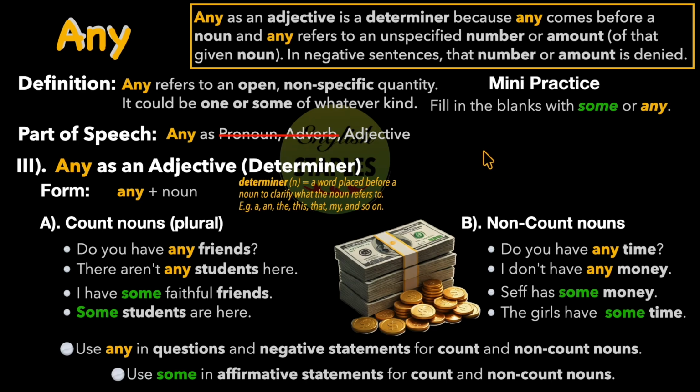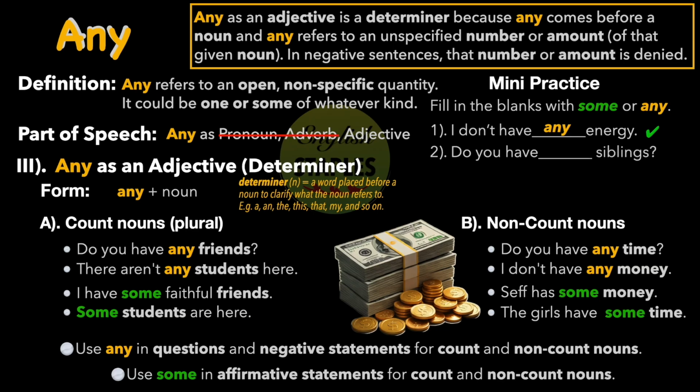Let's look at a mini practice. Fill in the blanks with some or any. I don't have energy. What would you say? If you said any, I totally agree with you. It's a negative statement, so we're going to use the word any. Do you have siblings? What would you say here? Any siblings? I totally agree. This is a question. We use any in questions.